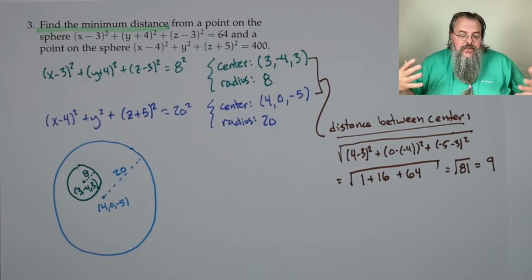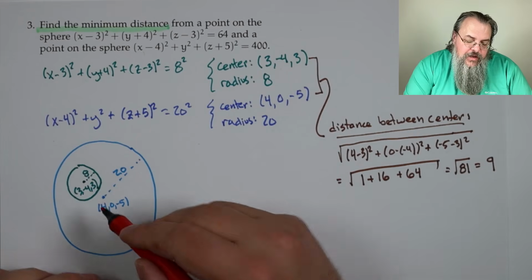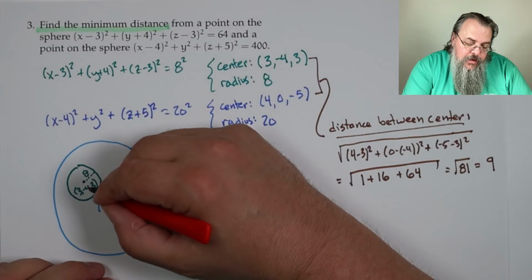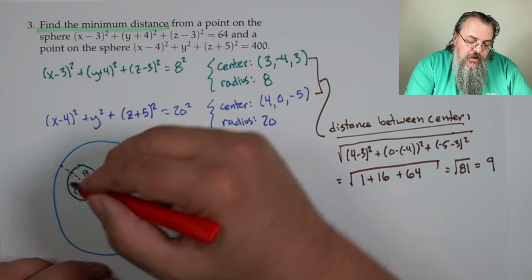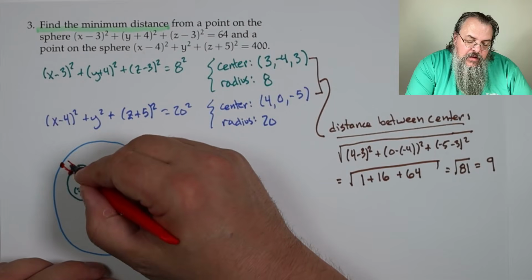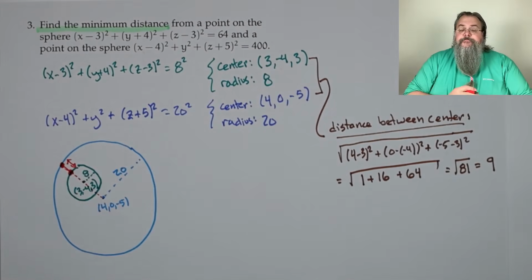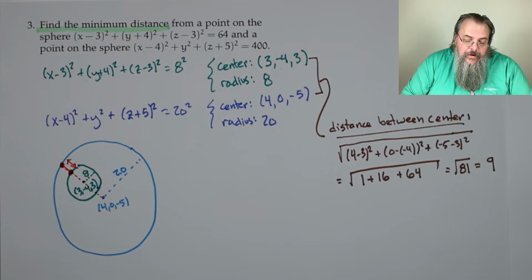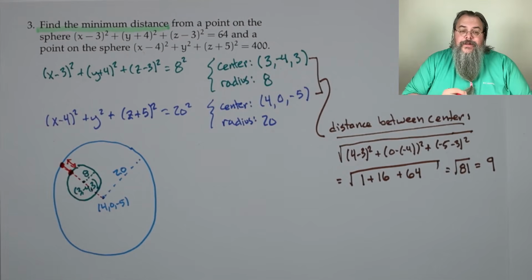And here's our intuition. You say, well, imagine instead of having the bigger radius go this direction, we went off this way. Our minimum distance is this length right there. All right. Well, that's what we're after. That's as close as they ever get.